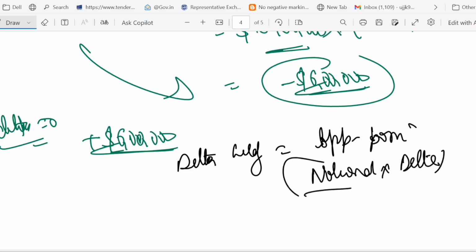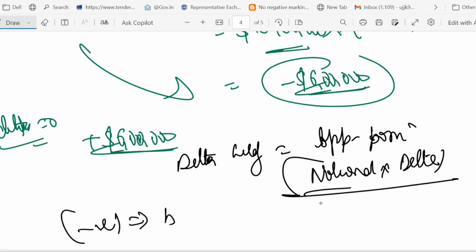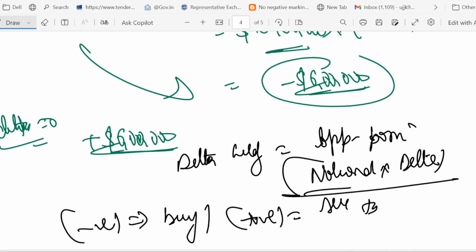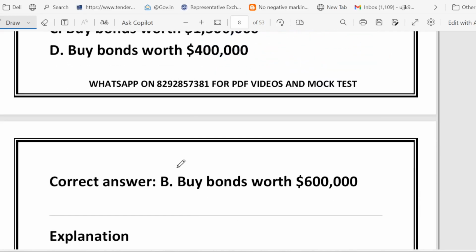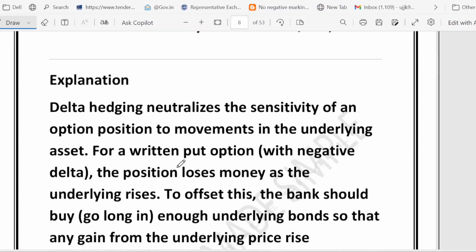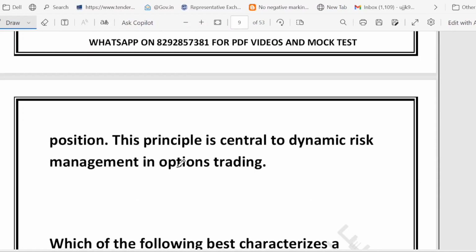If the result is negative, you buy that amount. Or if the result is positive, you sell that. Summarize delta hedging in just one minute: compute the delta equivalent and take the opposite position. That's it. That is how you can compute it. I hope this is crystal clear right now. Now, friends, let's see the next question that we have.